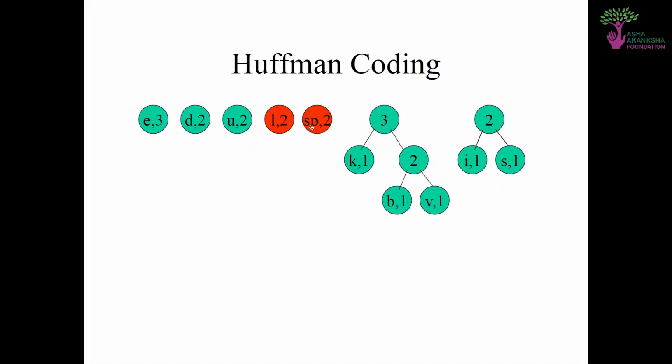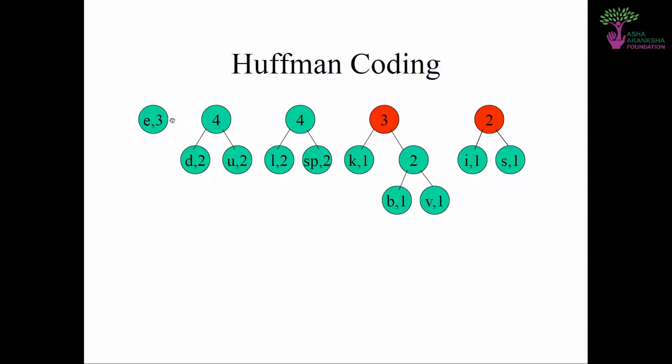Next, for the two smallest, we are taking 2 and 2. We combine these two and get 4 as the value of the internal node. Then again, we take D and U. So 2 and 2 adds up to 4. Now we have these cases, and we have to take the two smallest. We have a 2 and two occurrences of 3. We could have taken E3 or this other 3. In this example, we are taking this 3. Now we can combine these two together.